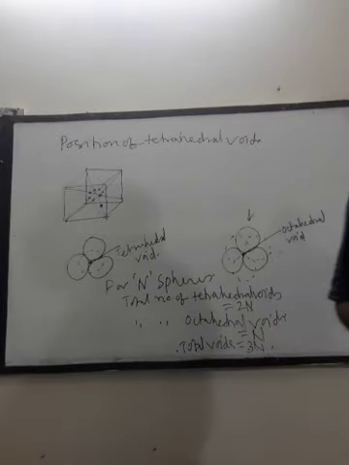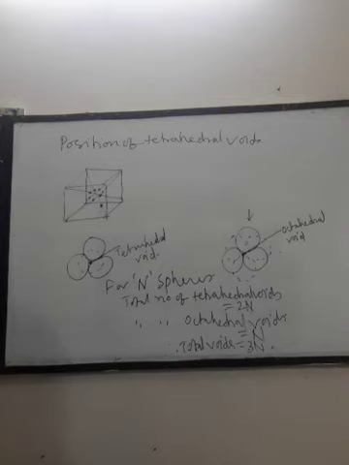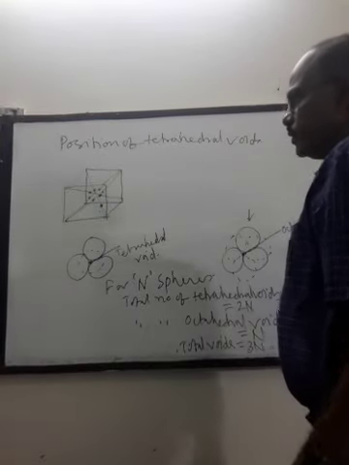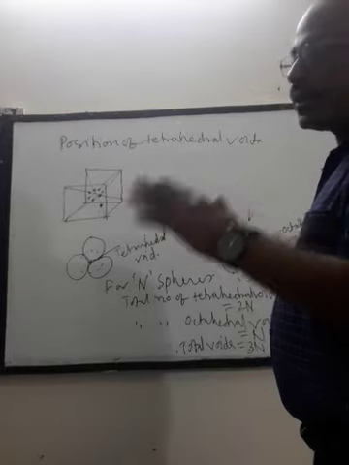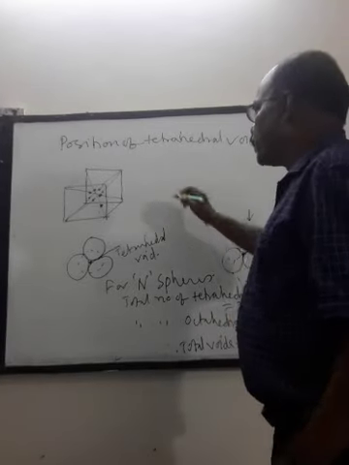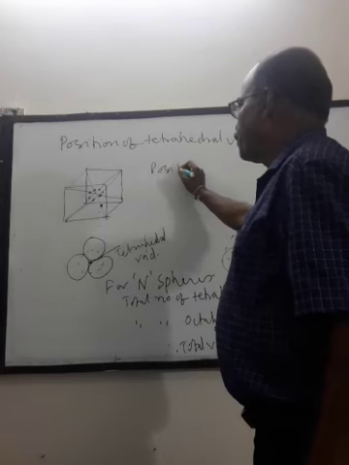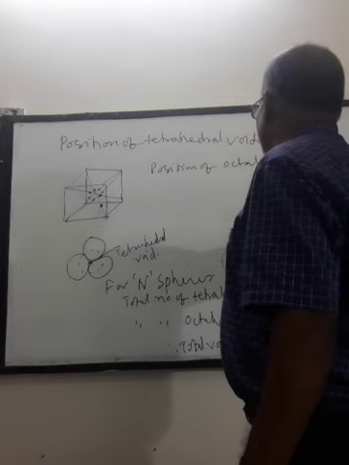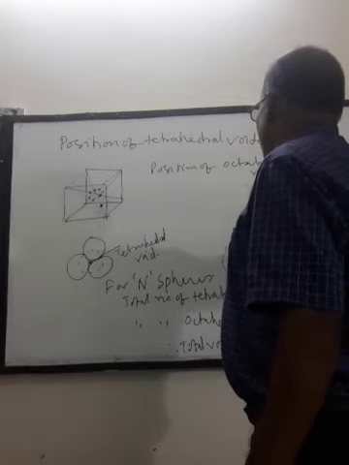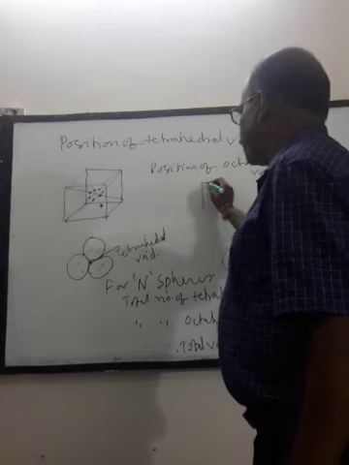So in the case of tetrahedral voids, each diagonal contains 2 tetrahedral voids. So 4 diagonals contain 8 tetrahedral voids. So this is the position of tetrahedral voids: each diagonal contains 2, so 4 diagonals contain 8 tetrahedral voids. Now we consider the position of octahedral voids.